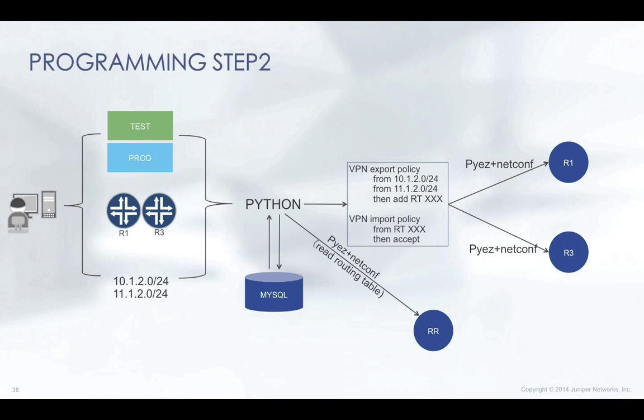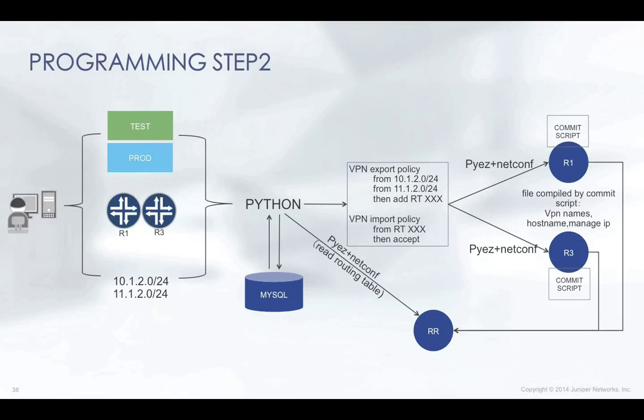So a JUNOS commit script can be a good tool for collecting such information. I wrote a commit script and installed it to each PE. When commit is executed, the PE will compile the info such as its management address, hostname, and VPN names into a file and send it to RR. The Python script only needs to communicate with RR to gain all information.